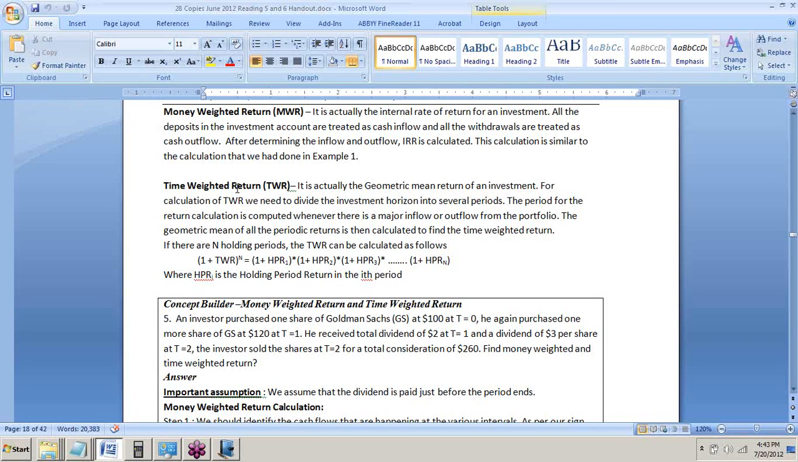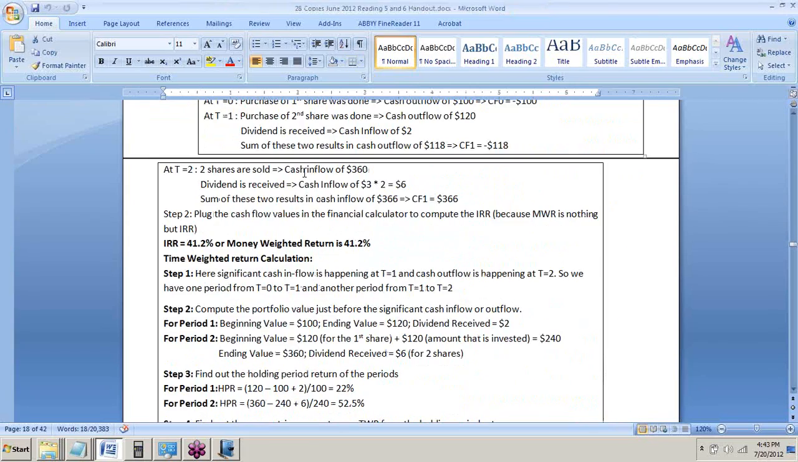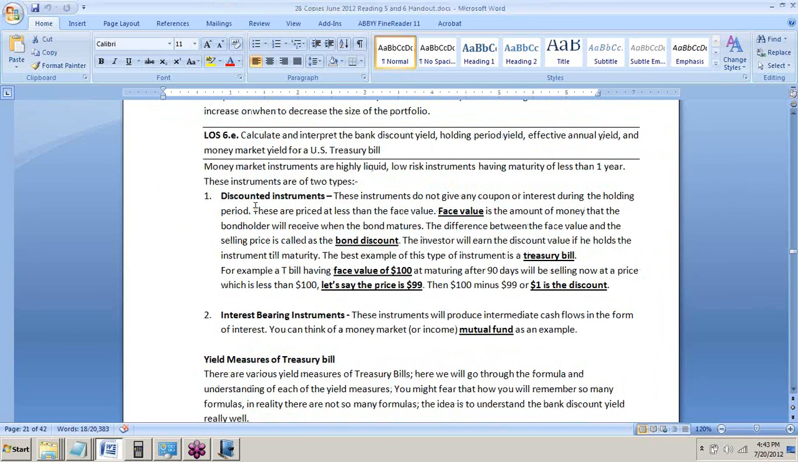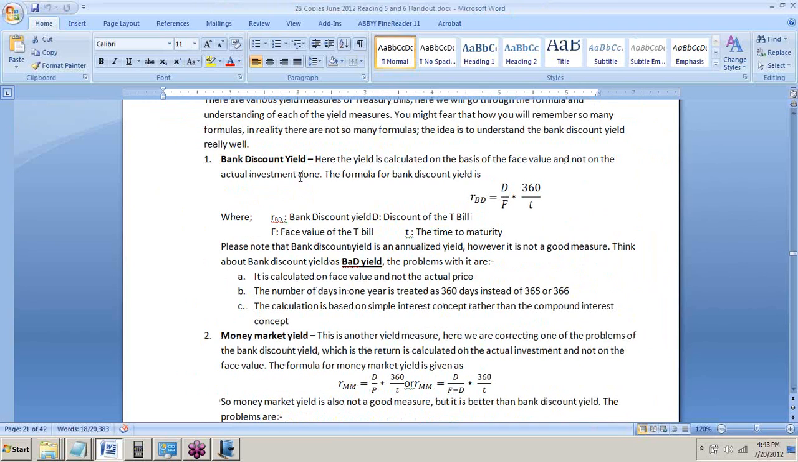The next LOS, let's see what the next LOS is talking about. So, time weighted, these are the calculations I have done, this is the understanding. They are saying that we have to compute the discounted instruments, we have to compute all these yields.